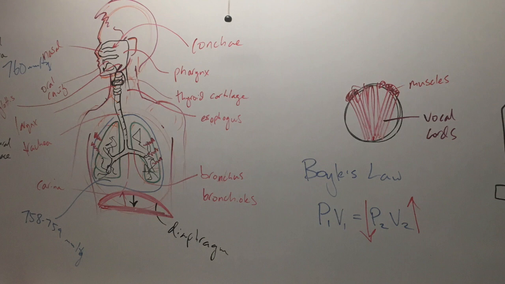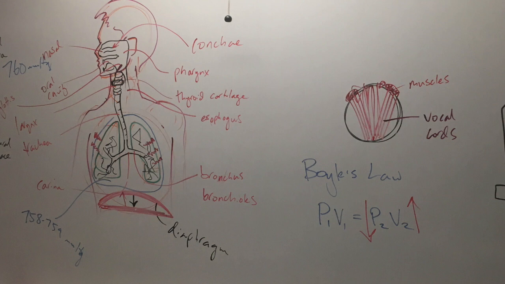Once it gets down into the thoracic cavity, it splits into 2 large tubes. Each large tube is called a bronchus, bronchi for plural. So I'll say bronchus, B-R-O-N-C-H-U-S. The bronchi go to the lungs. I'll draw these guys in green. We've got 2 lungs, right?